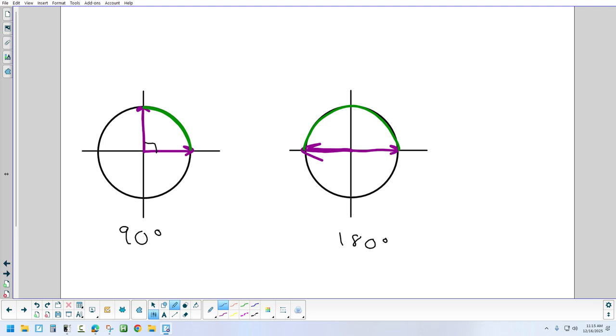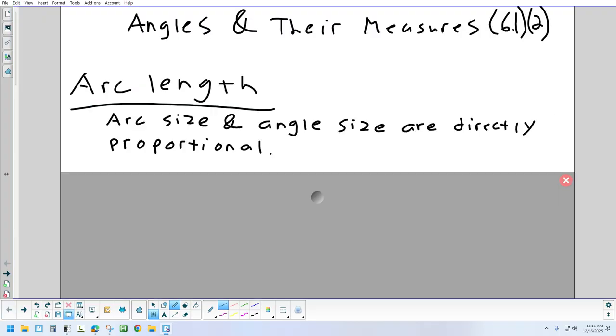There's a name when one thing changes and the other thing changes exactly the same way. Does anybody remember what that's called? Like if one thing doubles, the other thing doubles. There's a name for that. Proportional? Yeah, it's proportional. So arc size and angle size are directly proportional.